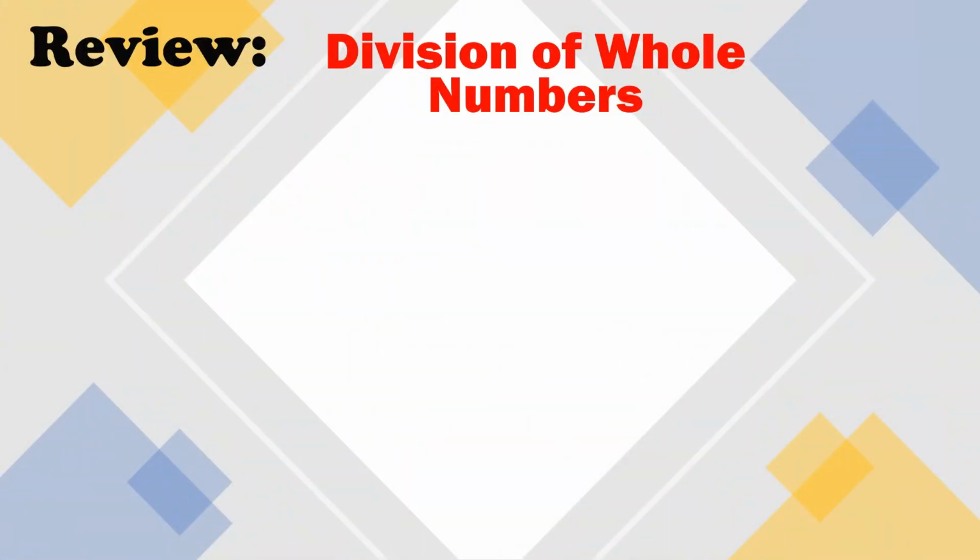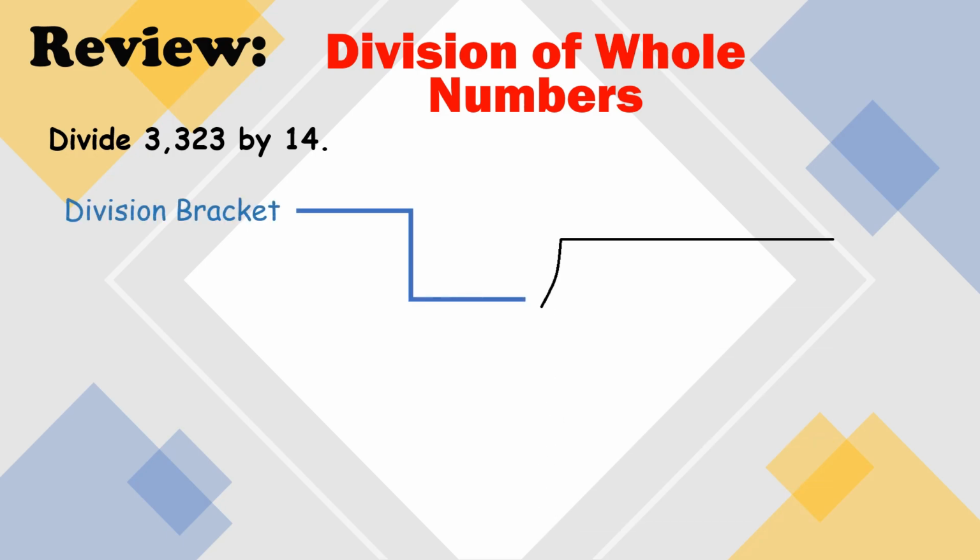Before we proceed with dividing polynomials in one variable using long division, we're going to review first the division of whole numbers. Let's try to divide 3,323 by 14. We use a division bracket, then we put the dividend inside, which is 3,323, then the divisor outside, which is 14.